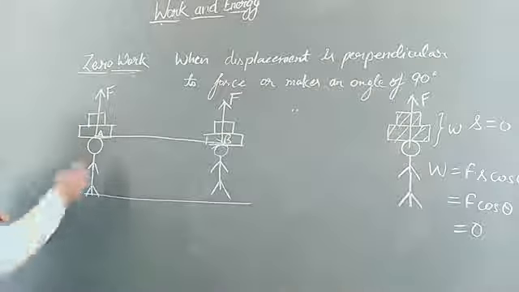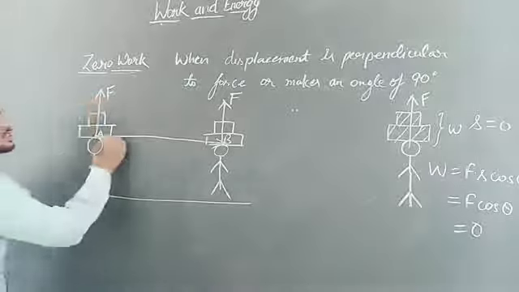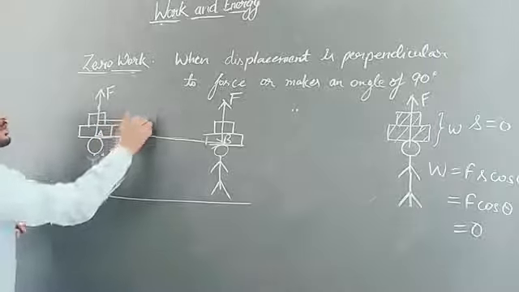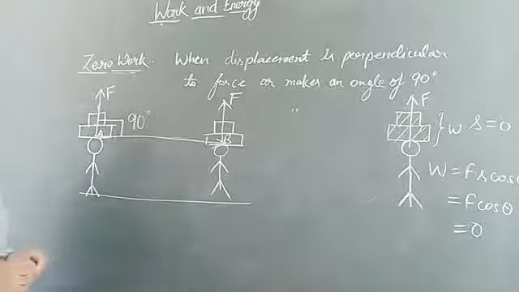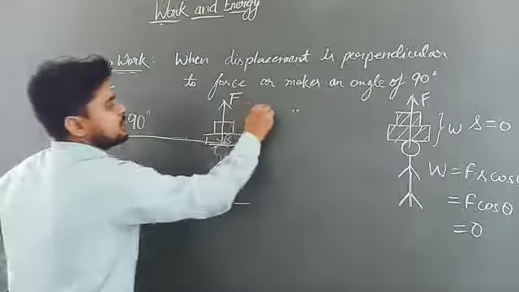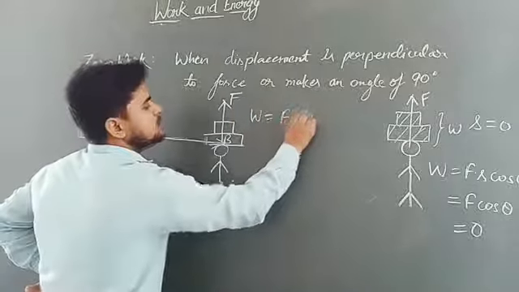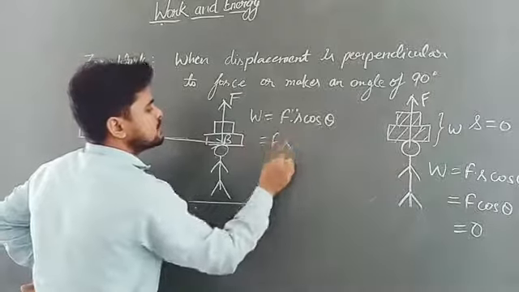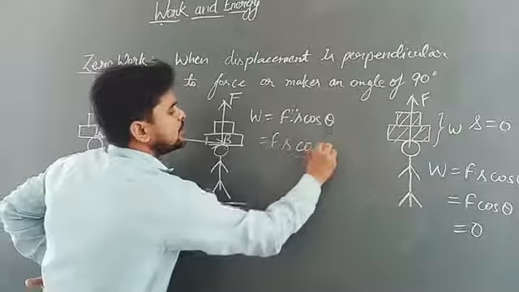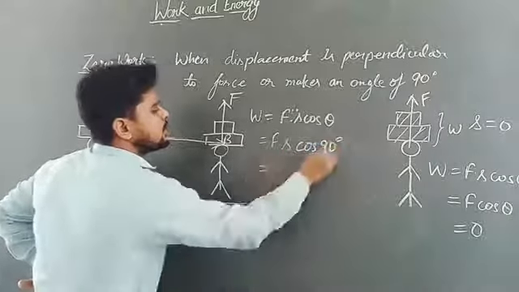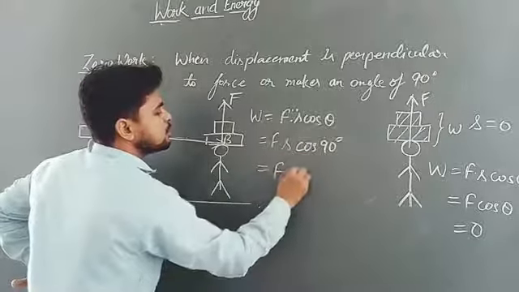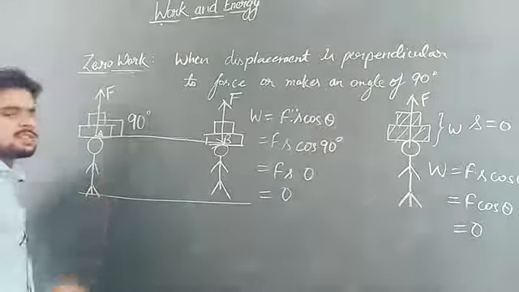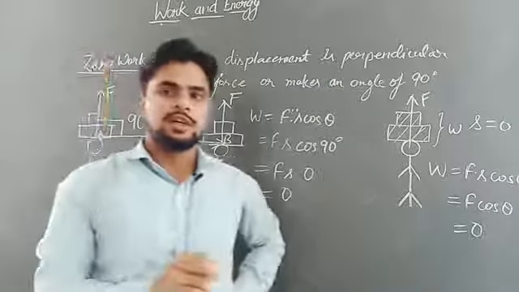Okay. So this is the direction of force and this is the direction of displacement, and here you can see clearly the angle between force and displacement is 90 degrees. So what we can write, W is equal to F into S cos of theta. So F into S and cos 90 degrees, and you know cos 90 degrees is 0. So F into S into 0. So again, this is the example of zero work done.